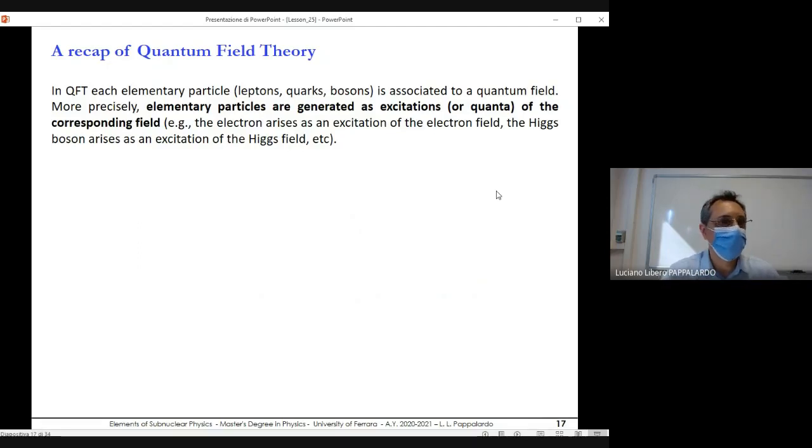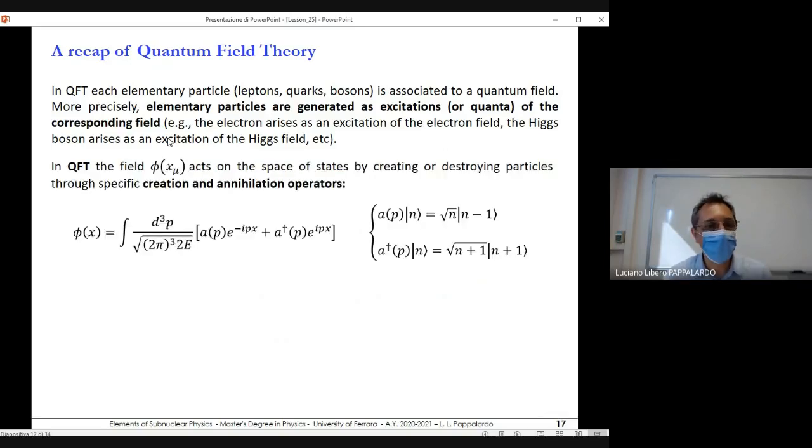Actually, first of all, let me recap what we already studied months ago about quantum field theory. So in quantum field theory, each elementary particle, so leptons, quarks, bosons, whatever, is associated to a quantum field. Or, to be more precise, elementary particles are generated as excitations or quanta of the corresponding field. So the electron arises as an excitation of the electron field, the Higgs boson as an excitation of the Higgs field, etc.